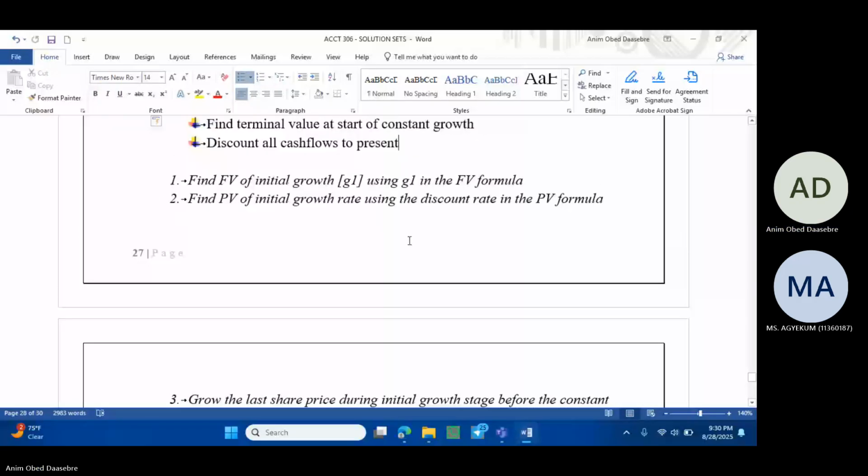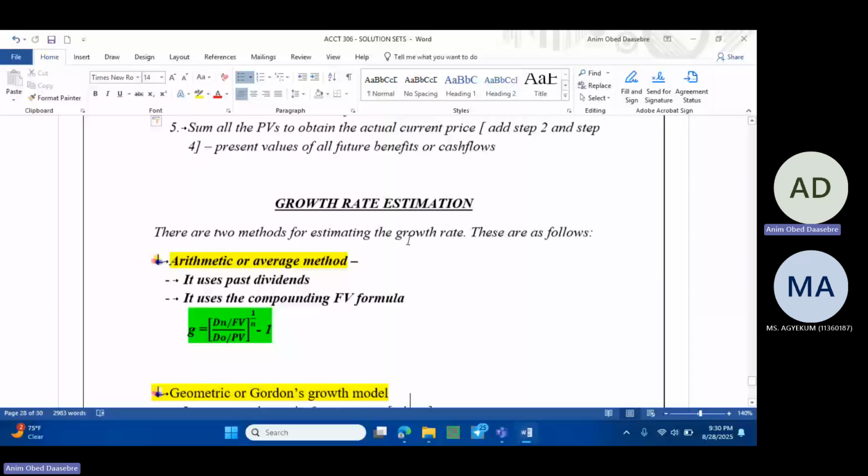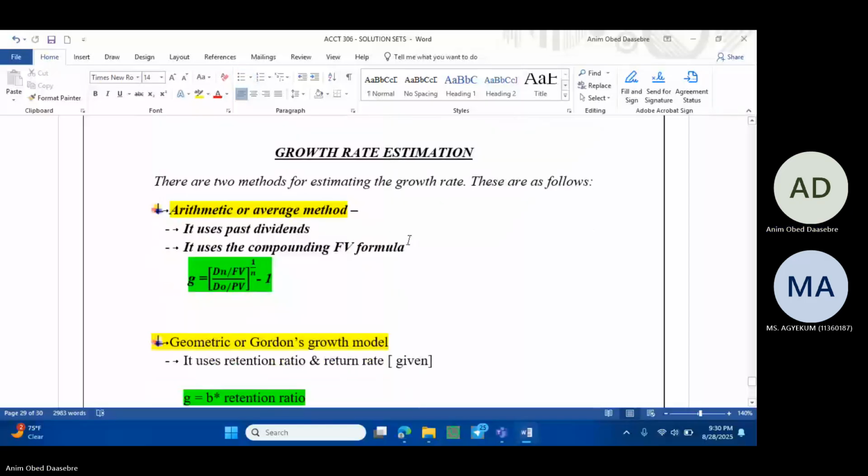Right. So now we are going to learn how to compute the growth rates, the g in the formulas. How do we compute it? Some questions will ask you to find the g in the question, and it's very crucial. You definitely have to compute it.